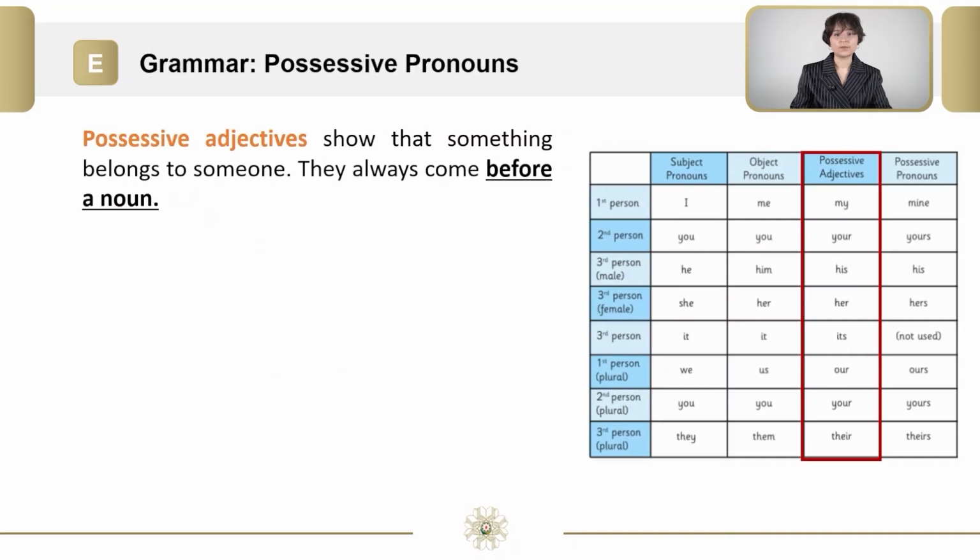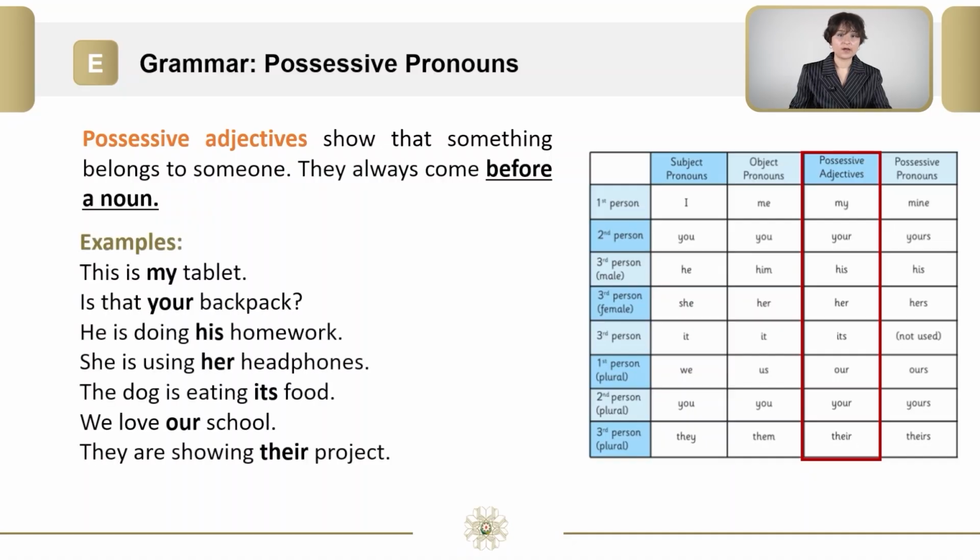For today, our grammar topic is possessive pronouns. But before we learn about possessive pronouns, it's very important that we repeat and get to know about possessive adjectives. You can see on the right side of the screen the possessive adjectives. Let's read them together. My, your, his, her, its, our, your, and their. So, what is a possessive adjective? Possessive adjectives show that something belongs to someone. They always come before a noun.